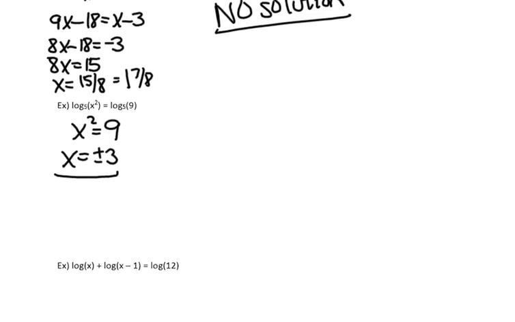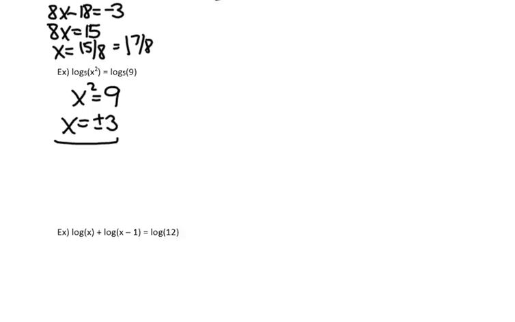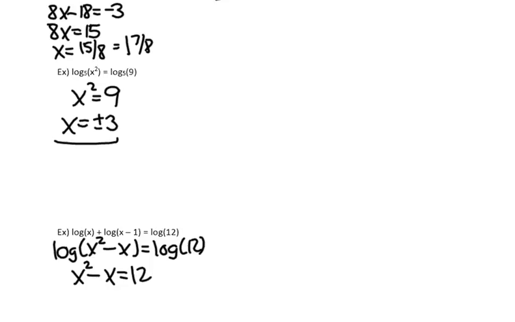So now I want to solve this log equation. Now, similar to what we did a couple of examples back, because it's addition, I can combine them into one log by multiplying. So x times x is x squared, x times negative 1 is negative x. Both of them have the same base, which is 10. Again, they're common logs. Okay. I can now write what's inside the logs equal to each other. So subtract the 12.